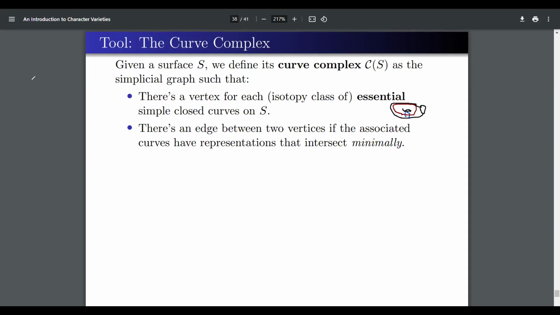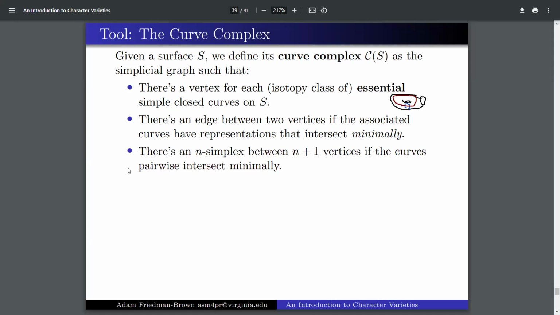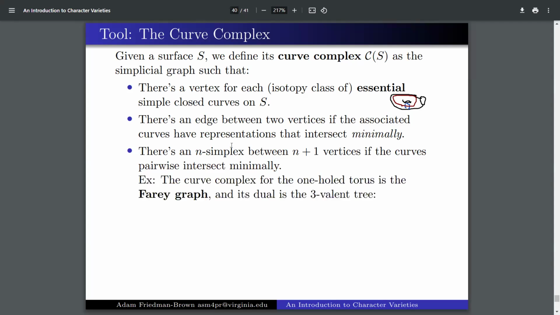Similarly, for the four-holed sphere, the minimal intersection number is twice. And there's an edge between two curves that have representations that intersect twice. And we can continue this on. There's a triangle between three curves that pairwise intersect minimally. There's an n simplex between n+1 vertices if pairwise they all intersect minimally. And that's how you build up your graph. Essentially, there is a triangle whenever there are three edges in the shape of a triangle, and so on, for however high the dimension you can climb.